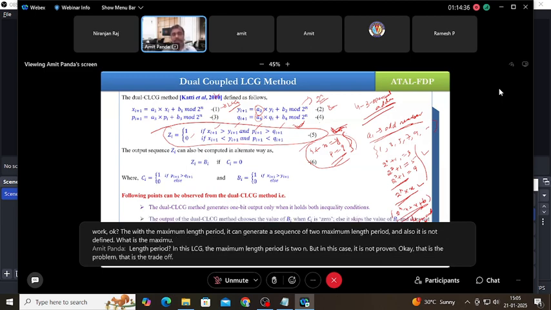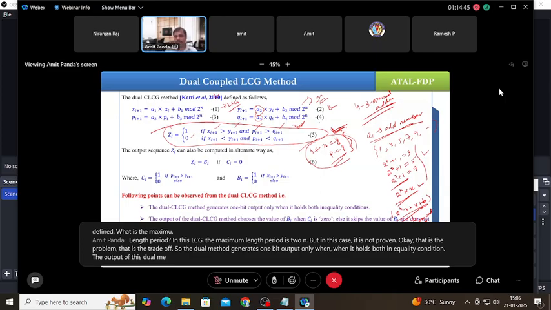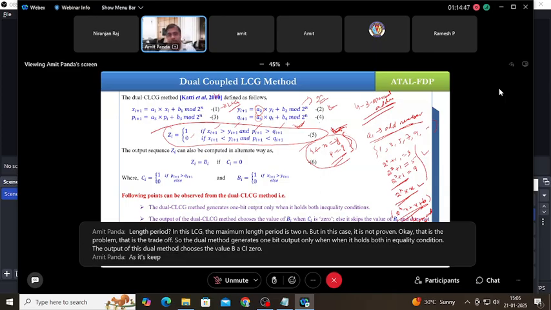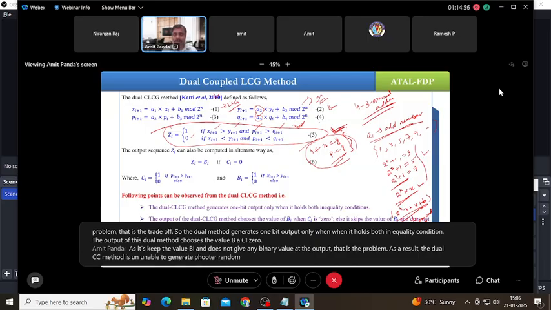The dual CG method generates a one-bit output only when it holds both inequality conditions. Otherwise, the output of the dual CG method keeps the previous value b_i, c_i, and does not give any binary value at the output. That is the problem. As a result, the dual CG method is unable to generate a pseudo-random bit at each iteration.